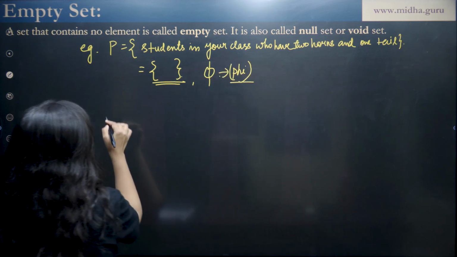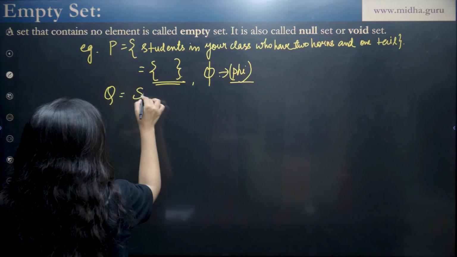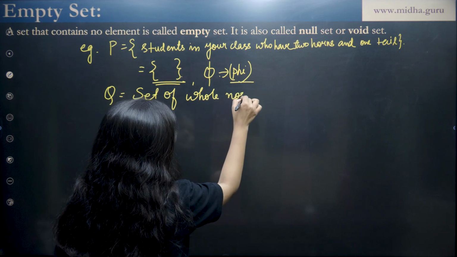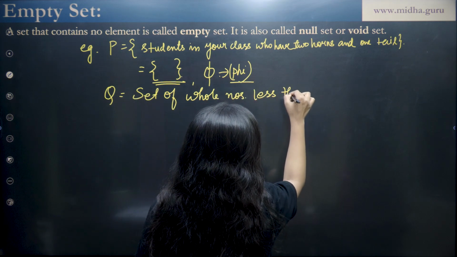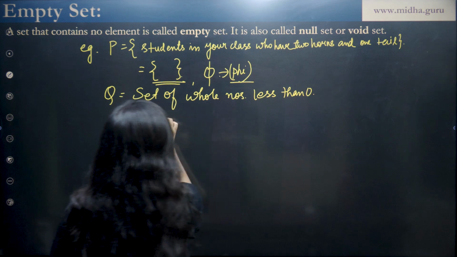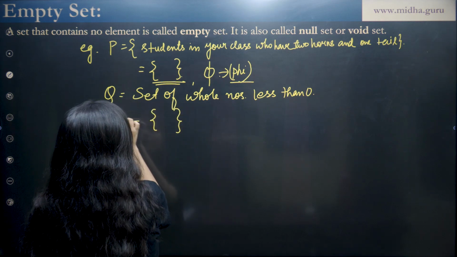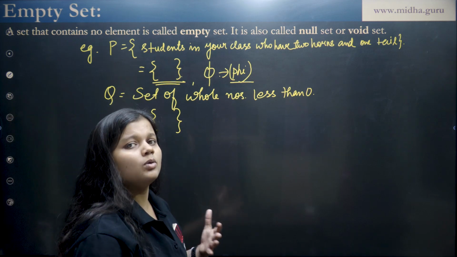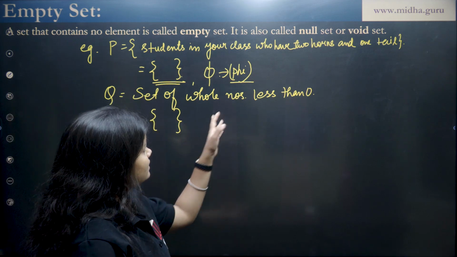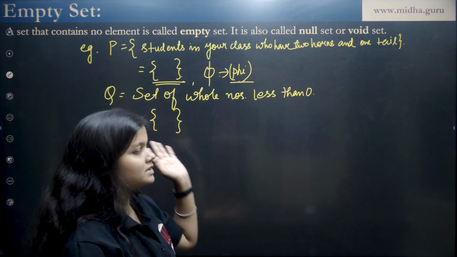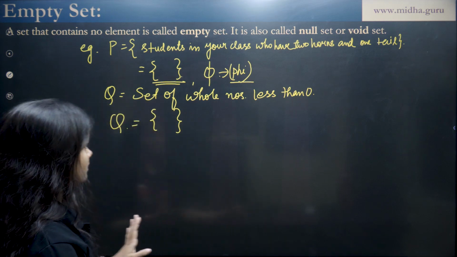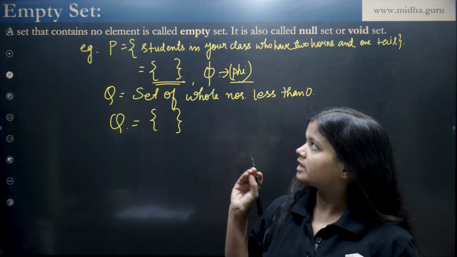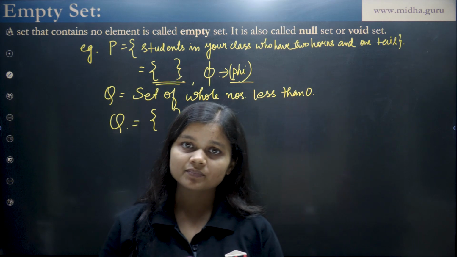Okay, let's take one more example. Set of whole numbers less than 0. So is there any whole number less than 0? No, there is not any whole number. There is no whole number less than 0. So it is also an example of empty set. So I hope this is clear to you. Empty sets are those sets in which there are no elements inside the set.